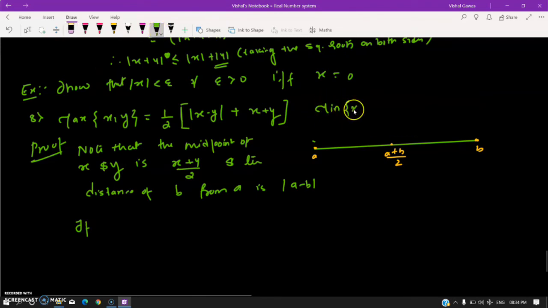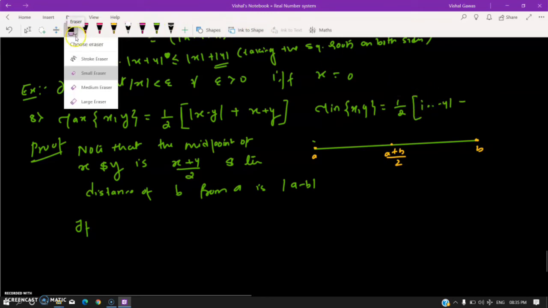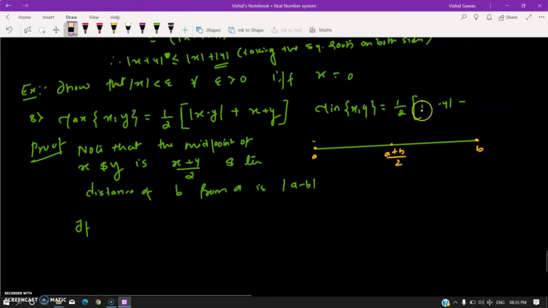Minimum of x and y is half times absolute of x minus y, negative of x. Oh, it's just a mistake. I'm making some errors. Sorry for the inconvenience. The eraser is also not accepting to correct my mistake. Anyway, so this is nothing but x.